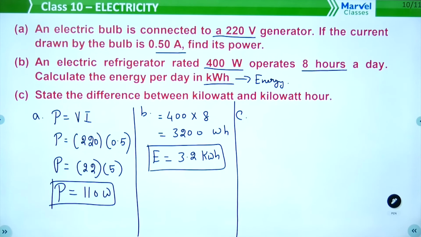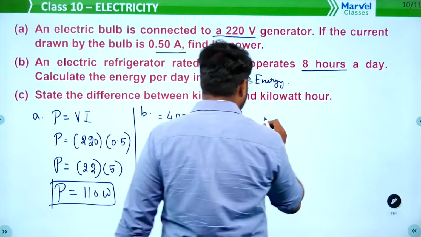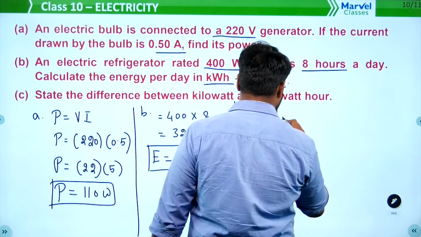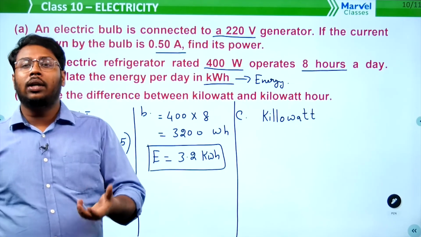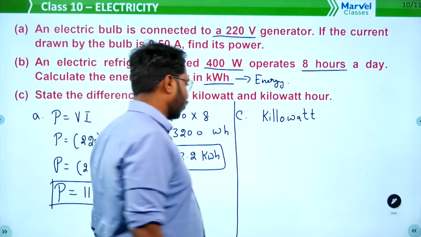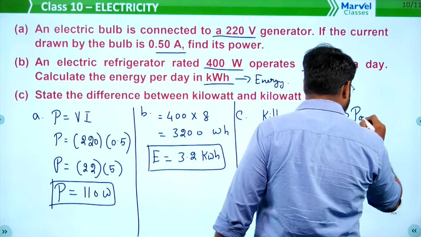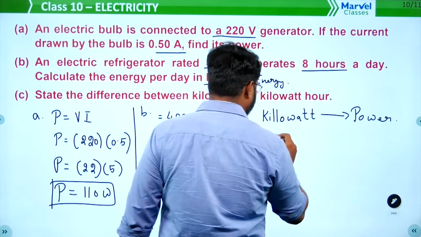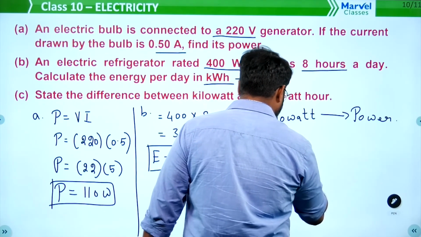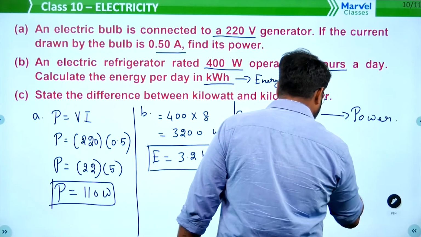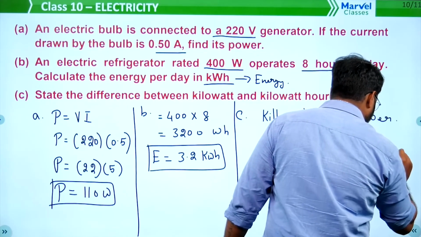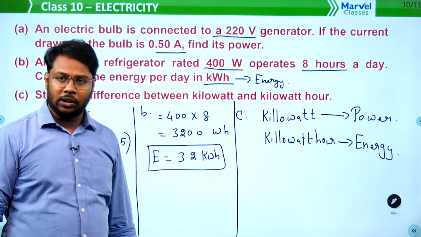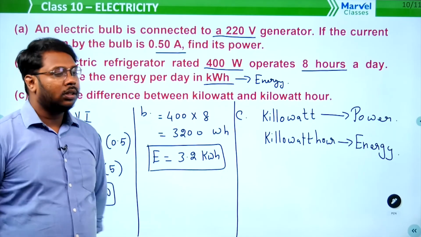State the difference between the kilowatt and kilowatt hour. First, kilowatt. Kilowatt is a unit that represents power, whereas kilowatt hour represents energy. Okay, see, this is how easy it is.